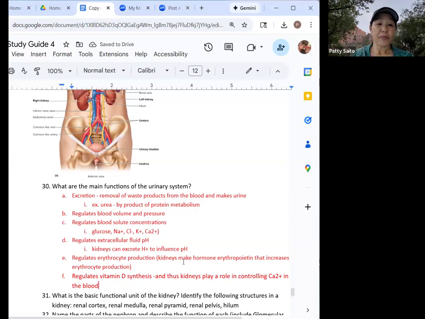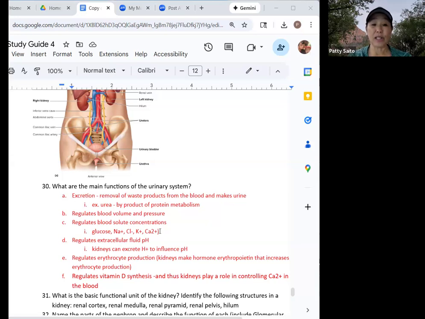Excretion. So it's not just urine, which includes a lot of water, but there are things dissolved in that urine that sometimes we need to also get rid of, such as urea. So there are byproducts that are made by metabolism, and urea is one of them. Okay. Regulates blood volume and pressure, and it does that through the water content of our body. So the urinary system really controls the amount of water in our body, in our blood, and regulates that. And by also regulating that, it can regulate pressure also.